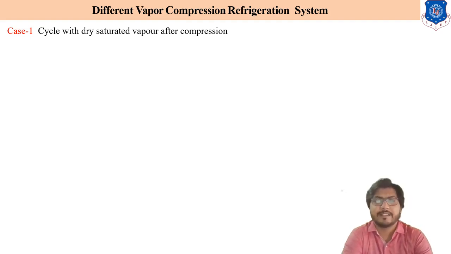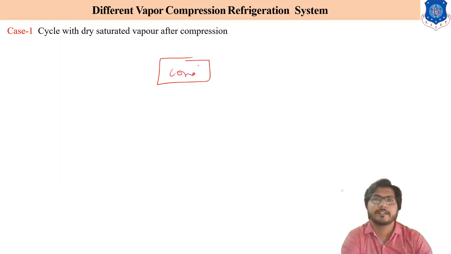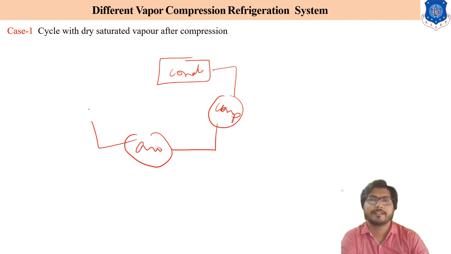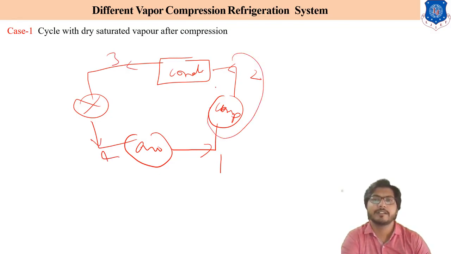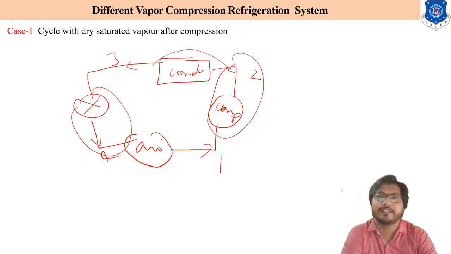First, what is the VCRS cycle? Just keep in mind, the VCRS cycle has a condenser, a compressor, an evaporator, and an expansion valve connected. Refrigerant flows from point 1 to point 2, then point 3 and point 4. 1 to 2 is isentropic compression. 2 to 3 is the condenser at constant pressure, and 3 to 4 is an expansion process. 4 to 1 is the evaporating process, our desired effect.